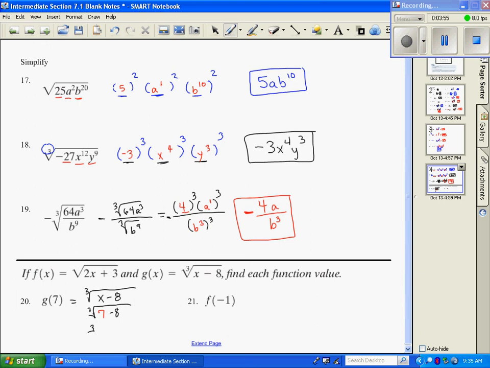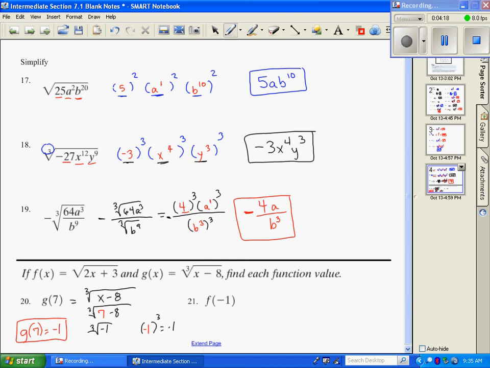So then that's asking me what's the cube root of negative 1. Basically, I need to know what to the 3rd power equals my radicand. So my solution is negative 1. Negative 1 times negative 1 times negative 1 equals negative 1. So my answer, g of 7 equals negative 1.